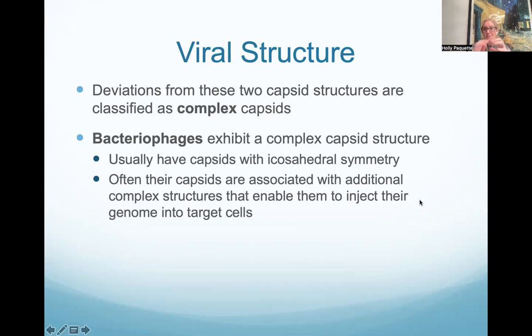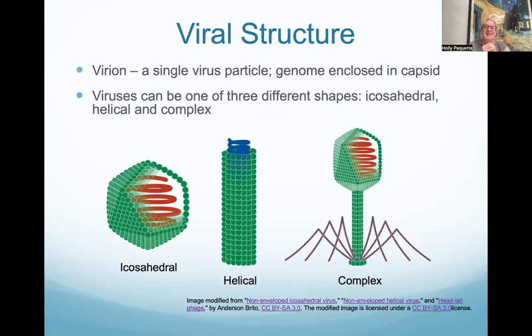And these ones have usually a capsid that still looks like an icosahedral shape, but they have these other associated parts to them that allow them to actually land on a bacterial cell and inject their genome into the target cell. So they look, to me, a little bit like a spaceship. I think they're really cool, and I think I have a figure in just a minute. Yeah, so a virion, again, that single virus particle, the genome enclosed in a capsid.